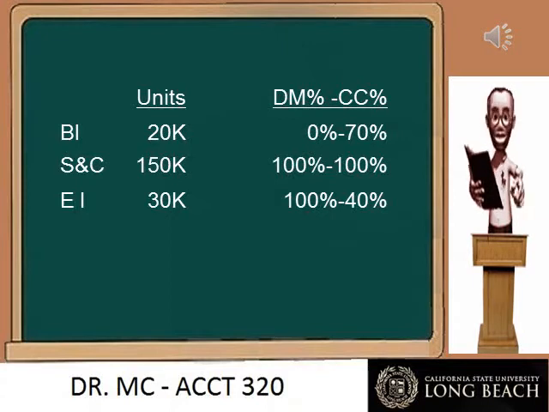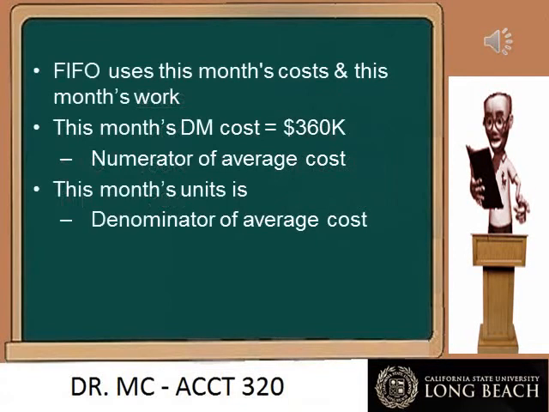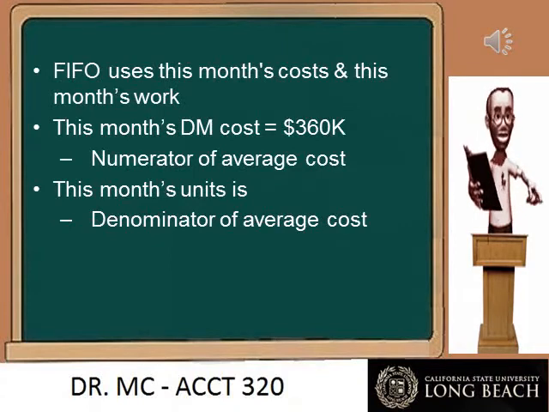In order to calculate the average direct materials cost for this month, we have to divide this month's direct materials cost by the work done on the units during this month with respect to direct materials. This month's direct materials cost was given as $360,000, which is the numerator of the average cost calculation. We now have to figure out the work that was done on the units during this month with respect to direct materials.